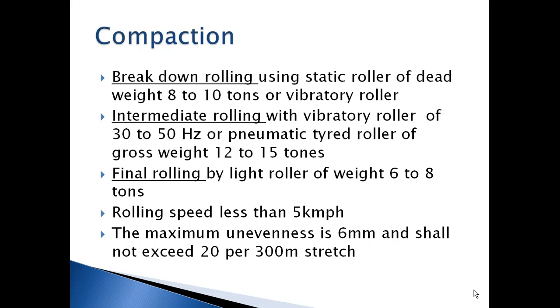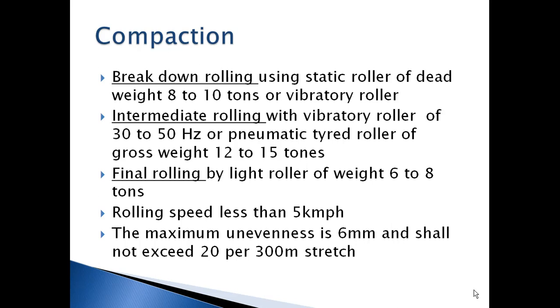The next step is compaction. Three types of compaction are done: breakdown rolling, intermediate rolling, and final rolling, where we have different rollers used. In breakdown rolling, we have a static roller. The weight is between 8 to 10 tons. In intermediate rolling, we have a vibratory roller, which has a 30 to 50 hertz. And final rolling is done by a light roller. The rolling speed is always less than 5 km per hour.